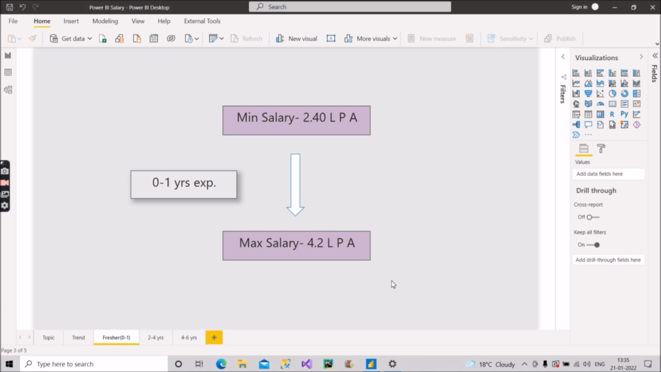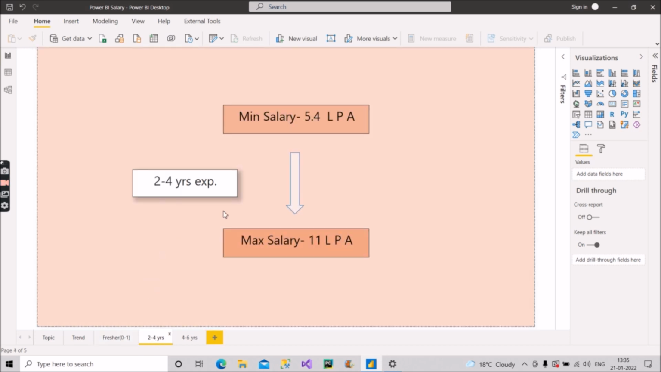Now let's move ahead with the 2 to 4 years of experience range. If you are a Power BI developer in this range, the prerequisite is that you should also know SQL. The minimum salary offered for this range is 5.4 LPA, and most of the time these are service-based companies. The maximum salary in this experience range is 11 lakhs per annum.